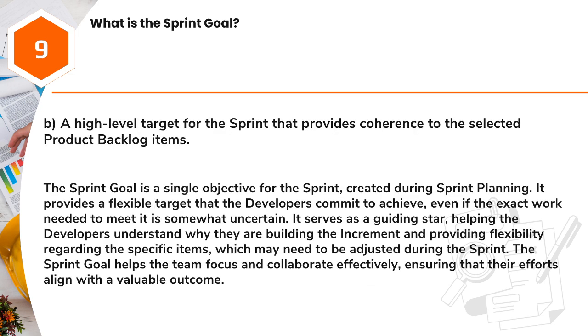Answer: B. A high-level target for the sprint that provides coherence to the selected product backlog items. The sprint goal is a single objective for the sprint, created during sprint planning. It provides a flexible target that the developers commit to achieve, even if the exact work needed to meet it is somewhat uncertain. It serves as a guiding star, helping the developers understand why they are building the increment and providing flexibility regarding the specific items, which may need to be adjusted during the sprint.